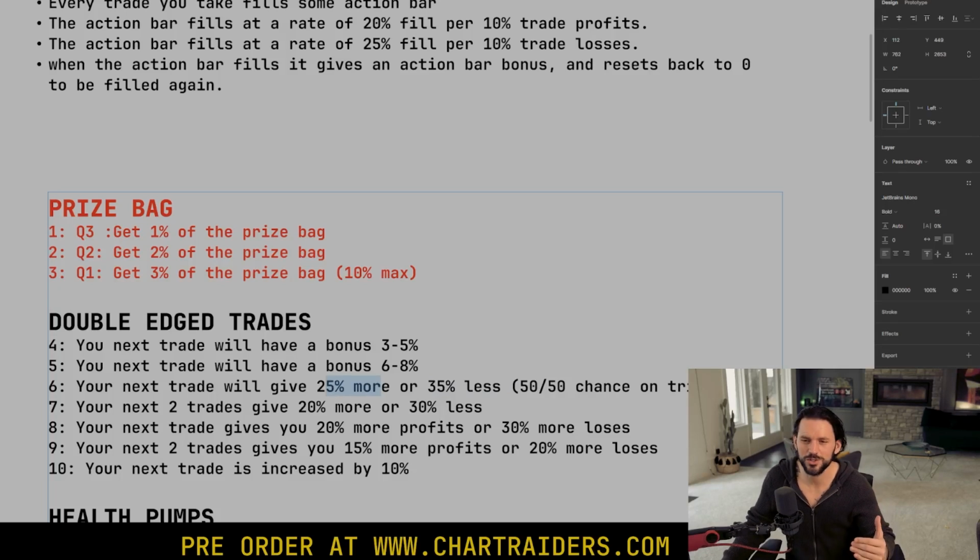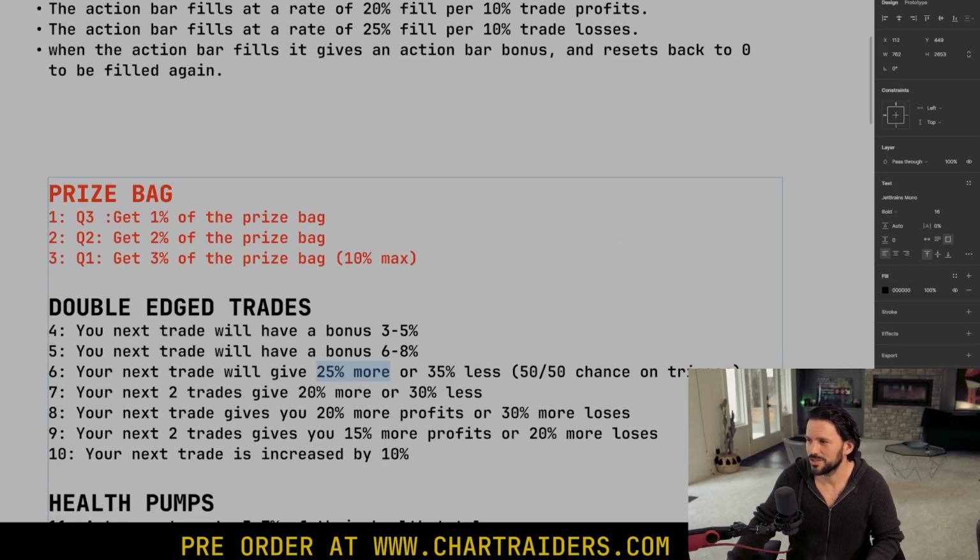Now, if you're in a losing trade, all the same, do you lose 25% more or 35% less? So this is actually good when you're losing, bad when you're in a winning trade, and vice versa for the 25% more. So this is a really interesting modifier that interacts with the way that we do our trades, right? I'm just going to scroll down here so you can see it on your screen.